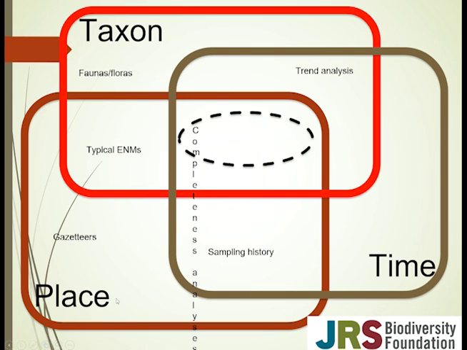Let us take the case of place and time. If you have records in a place with time, then you can describe the sampling history. But if you have taxon records with time, then you can do trend analysis. If you have information on the taxon, the place and the time, you can achieve completeness analysis.